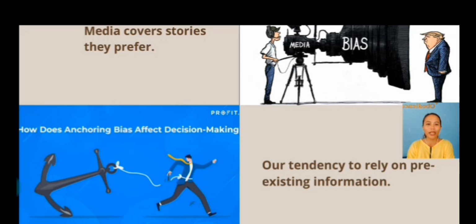The second example here shows us our tendency as humans to rely on our pre-existing information. There are times that we are so focused or we get anchored too much on our existing information or the idea that we first have in our mind, and that is our tendency to not be open to different or other ideas. We only tend to focus or give more importance and stick to what we first know about something or someone.